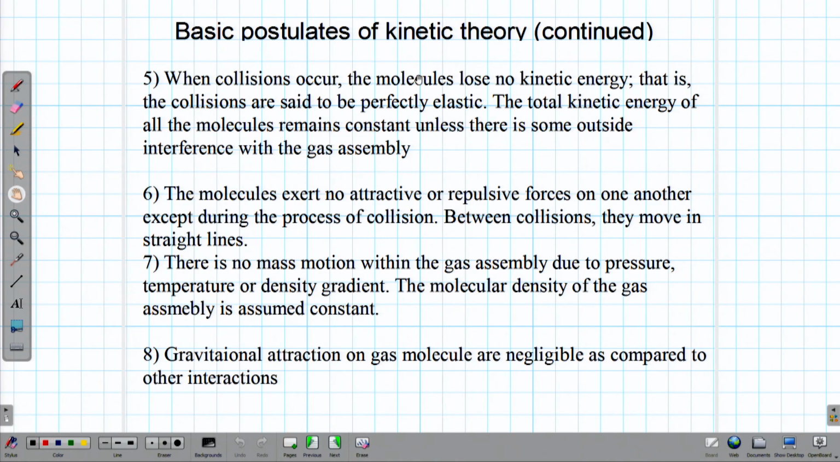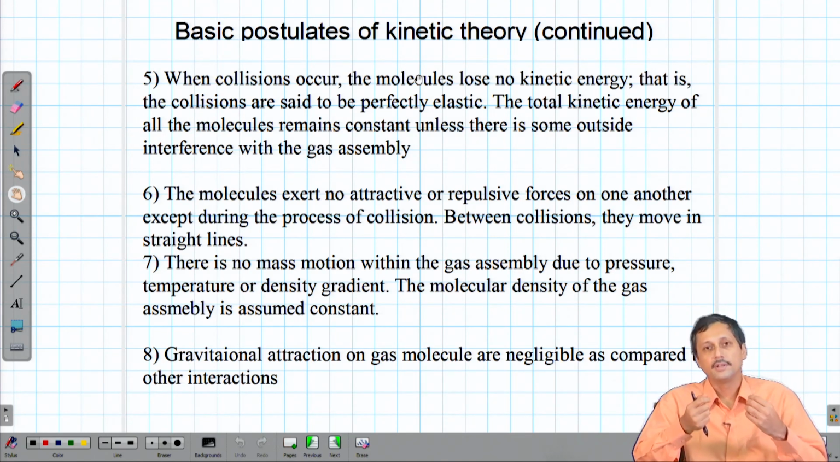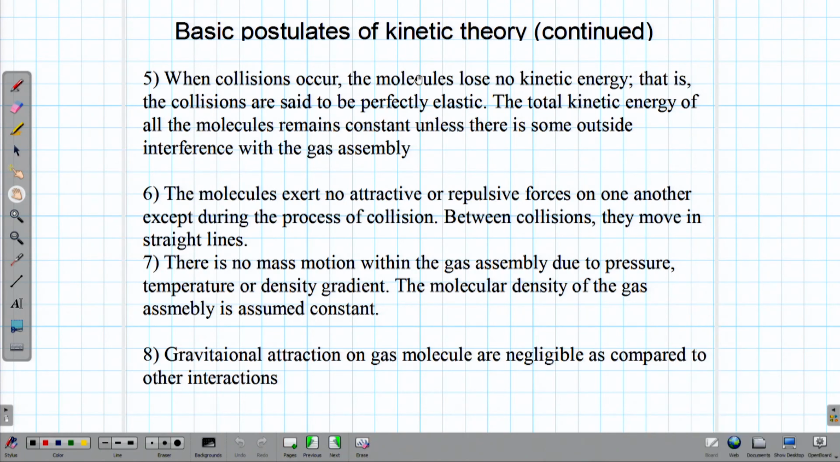Okay. Now, because the collisions are elastic in nature, the total kinetic energy of the molecules remains constant unless there is some outside interference with the gas assembly. Also, the molecules do not have any attractive or repulsive forces between each other, and another important point is the total volume of the molecules. Each molecule has a tiny volume, the atomic volume. If we combine all this volume together, then this volume is very small compared to the total volume of the gas assembly.